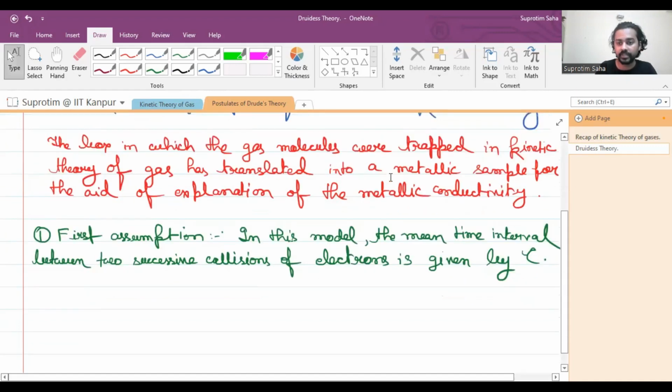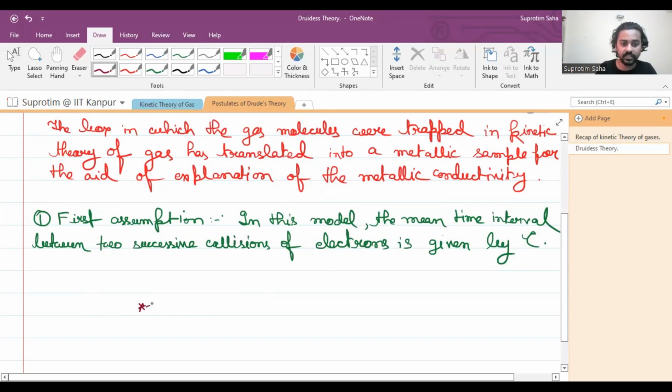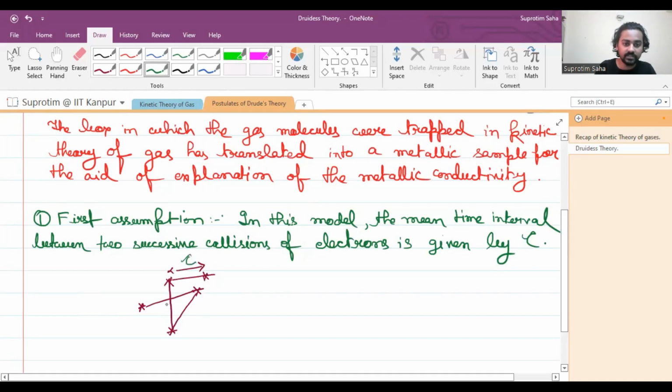So let me just draw a picture where I can explain clearly. Let's say an electron is there. After it suffers a collision, it moves here. Again, it suffers a collision and it randomly moves around in the sample. Their motion is completely random. It's not that the electrons are traveling as a whole through a long distance throughout the sample length. They're traversing very short distances and suffering a collision. The mean time interval between two successive collisions is given by tau. So it moves around randomly in the sample.